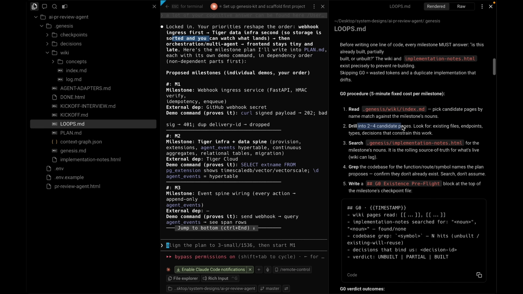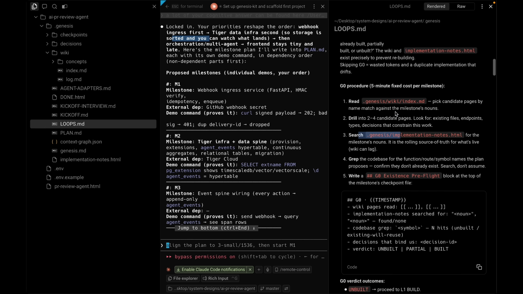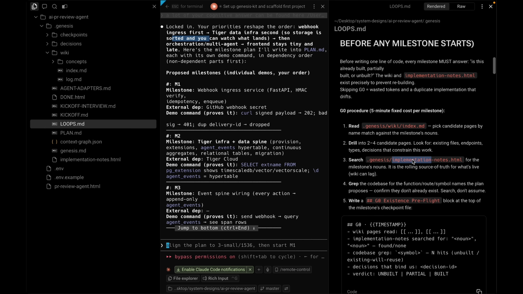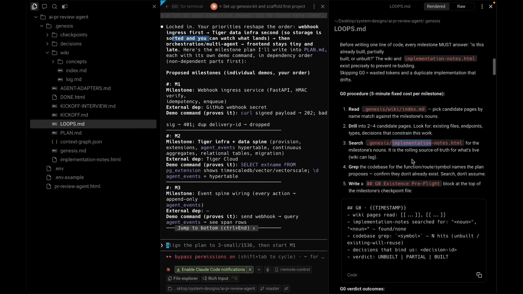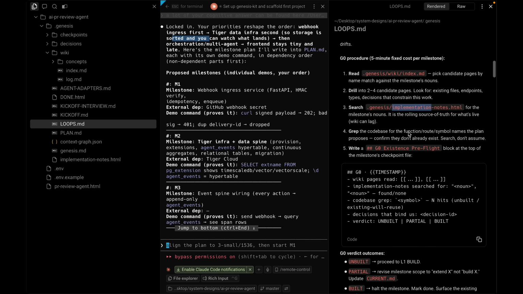It will drill into those existing pages. Initially, there may not be existing pages, but let's say you come back to M1 after building everything to make it better, you will ultimately drill into that. Then you search. If you're starting something in a milestone, there can be multiple things, right? You must have closed your internet, something must have stopped. So you look at implementation notes, the rolling source of truth, to see what's already live. You confirm that the system does not already exist.